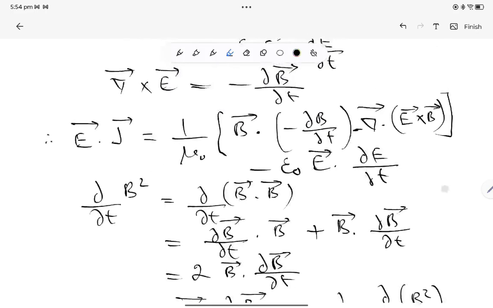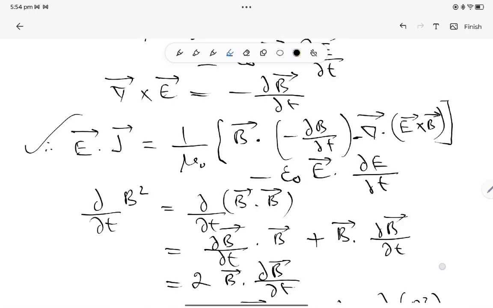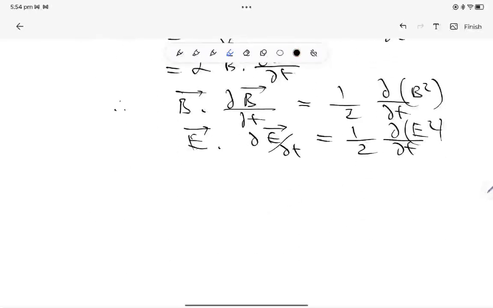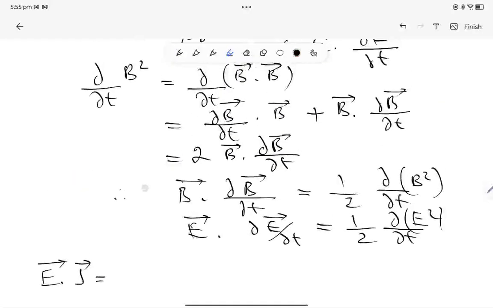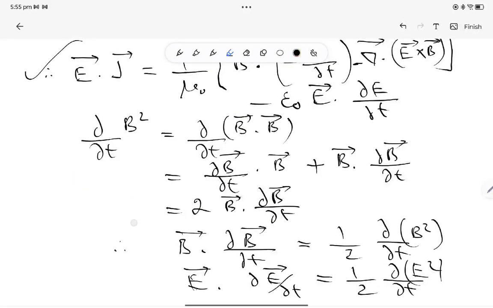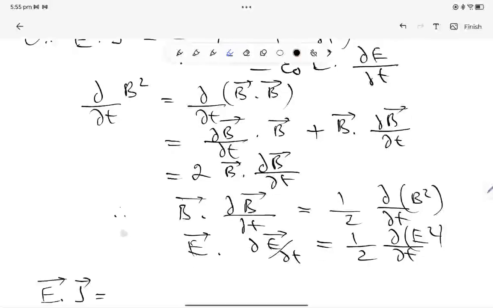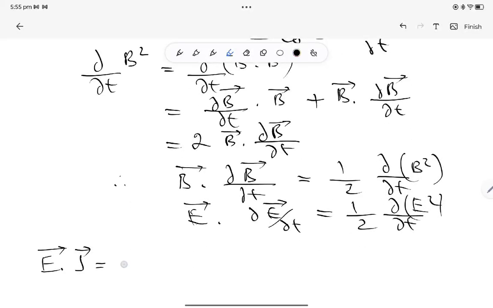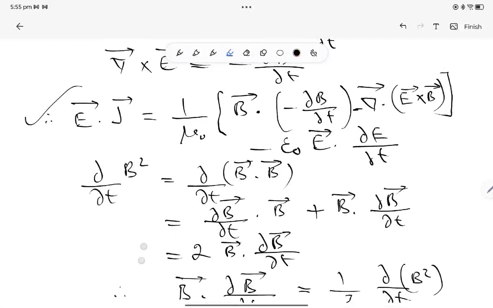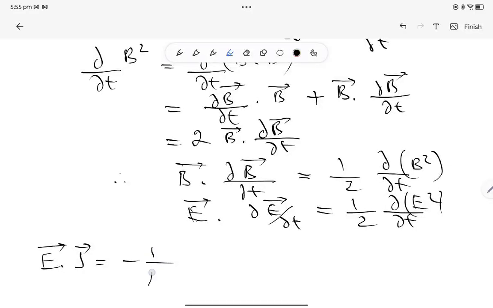Using these results in this equation for E dot J, we get E dot J is equal to minus 1 by mu naught B dot del B by del T, minus 1 by mu naught B dot del B by del T, that is 1 by 2 del by del T of B square.